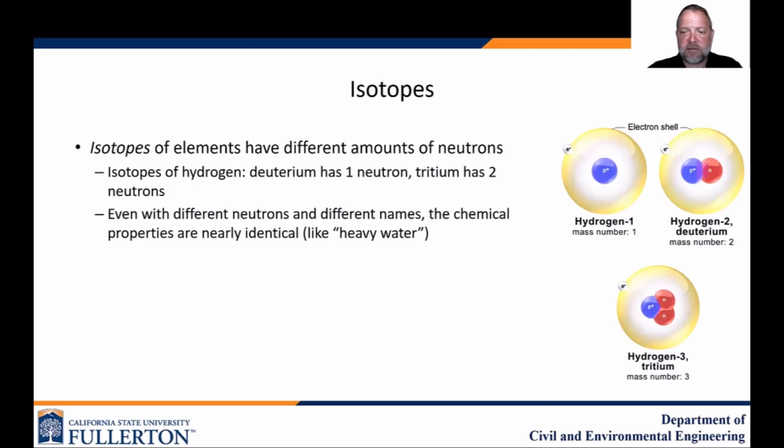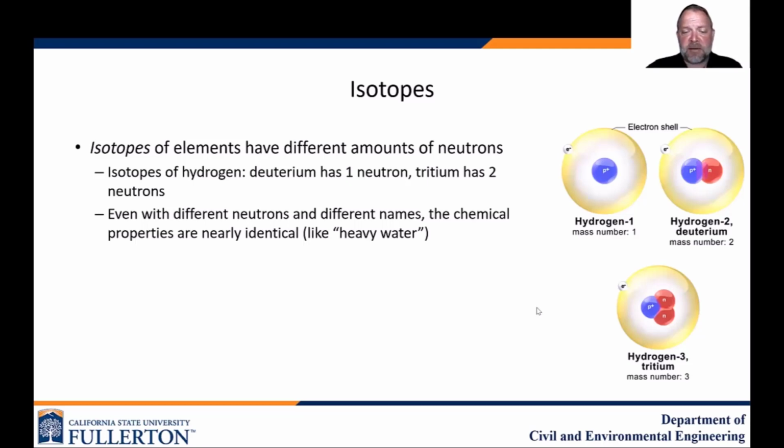Tritium, you might have heard of, has 2 neutrons. So it actually has an atomic mass of 3. But the atomic number, because it's still hydrogen, is still 1. It still has 1 proton. You can see the example on the right there. 1 proton, but if you add a neutron, it becomes deuterium. If you add 2 neutrons, it becomes tritium. But similar properties. It still behaves like hydrogen, mostly.